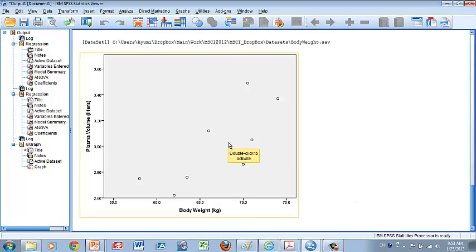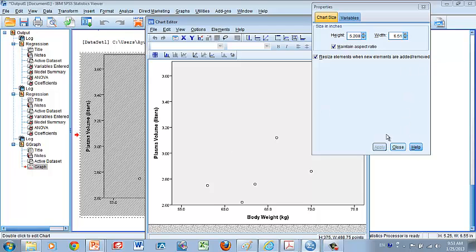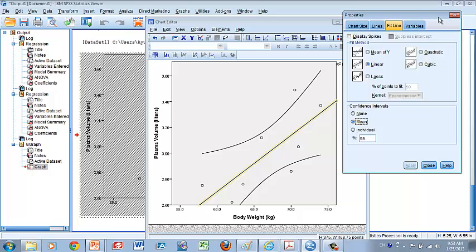To get the regression line, you double click on this graph, okay? And then here, these options give you a regression line. So let's click on that. Okay, all right, so make sure you have linear, right? And if you want a confidence interval, click the mean button under confidence interval, and then apply. So this gives you a confidence interval.